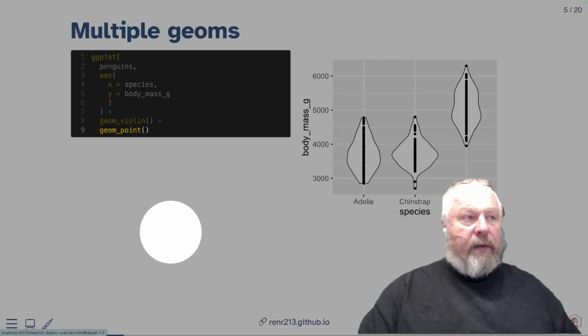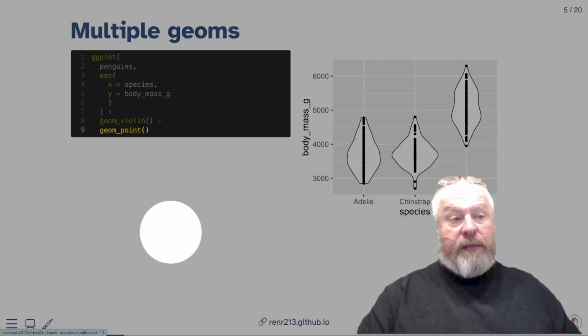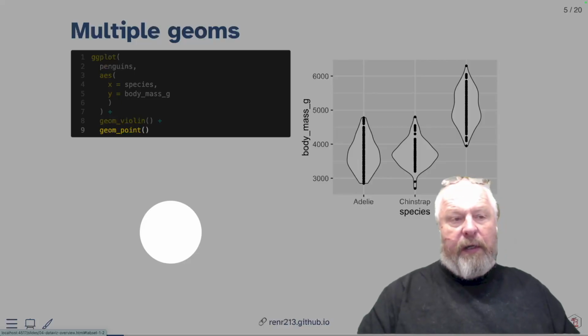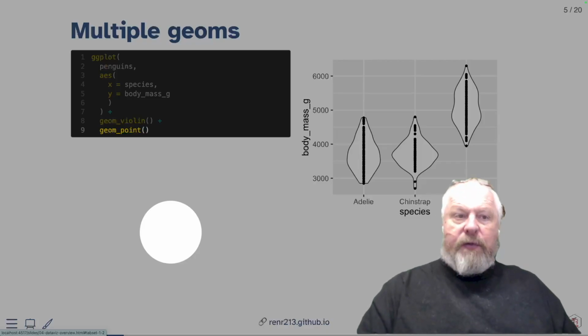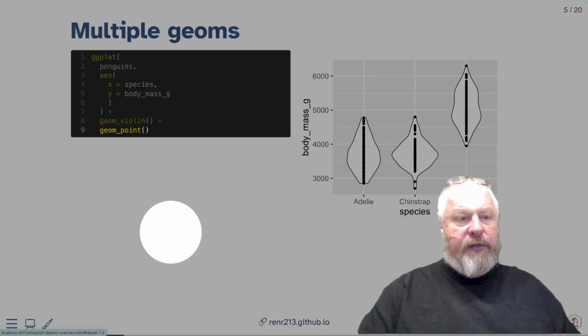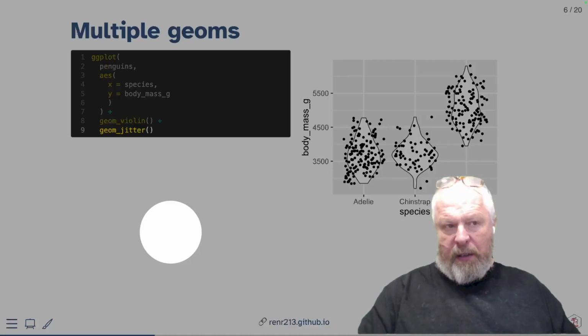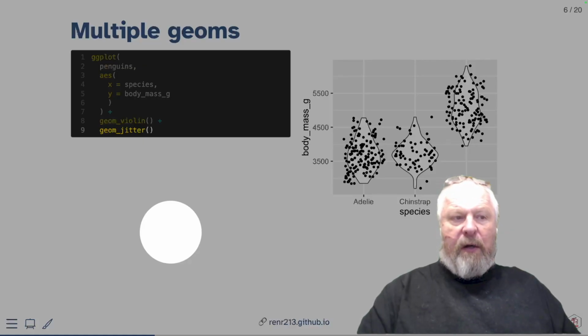We can use multiple geometries on a single plot. In this case, we did the violin plots, and we're also looking at the individual points from the data set. The way these points are presented here, there's so much overlap between them that we can't really get any useful information out of that. But we can add something called a jitter to it, which will allow us to see the points with some random offset applied to them so that we can actually get a better feeling for where the points are in the graphic.